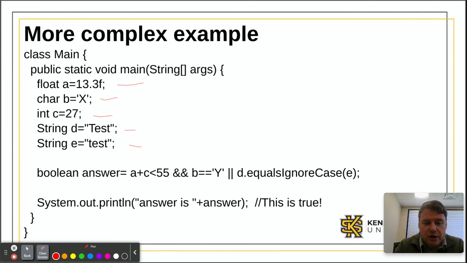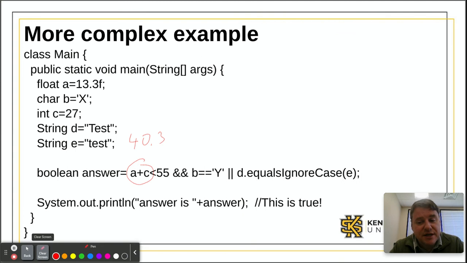So now we're going to do our big, long evaluation down here. When you look at this, it might be a little bit overwhelming at first, but you're going to do it bit by bit. The first thing that's going to happen is any of the arithmetic operators. So we're going to begin by taking a plus c, and we're going to evaluate that first. The value of a is 13.3, and the value of c is 27. If you add those together, that's going to give you 40.3. All right, there's no more math anywhere in this equation.